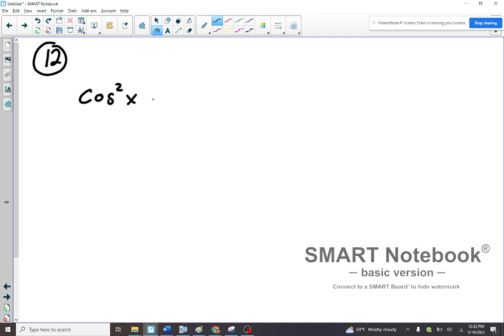Cosine squared x minus cosine x equals 0. So in this situation, you're like, this is impossible. But you realize they both have cosine, right? So I'm going to factor out cosine. So I have cosine x and cosine x minus 1.